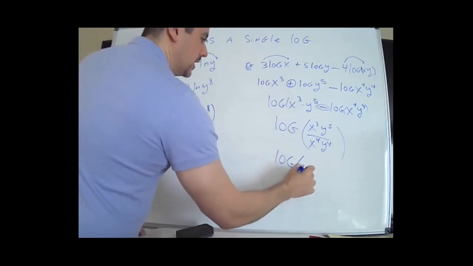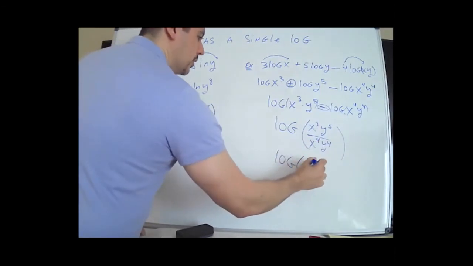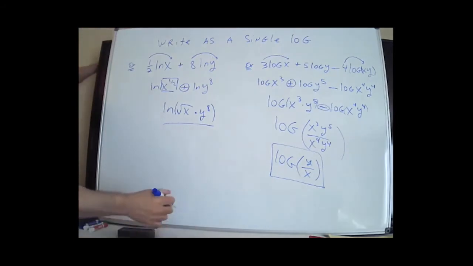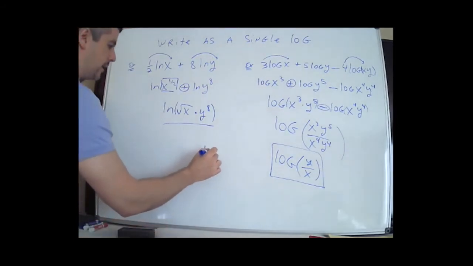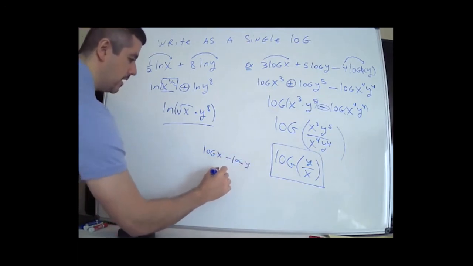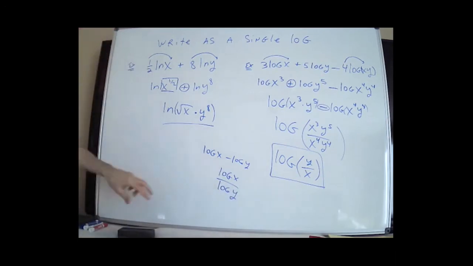x3, x4 leaves you with an x on the bottom. y5, y4 leaves you with a y on the top. Now I'm going to show you real quick a mistake that I see all the time. I tell people to do log x minus log y. You want to know what people write? They go log x divided by log y.